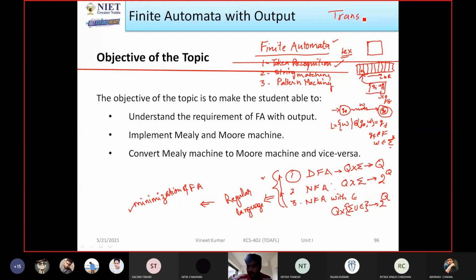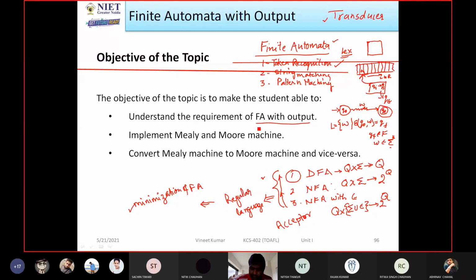What is it called? Transducer. Those where we accept the language based on reaching the final state, this kind of finite automata is called an acceptor. What is an acceptor? The other one is called a transducer. So we have to understand the requirement of finite automata with output.